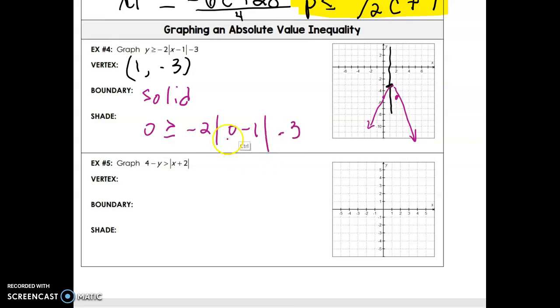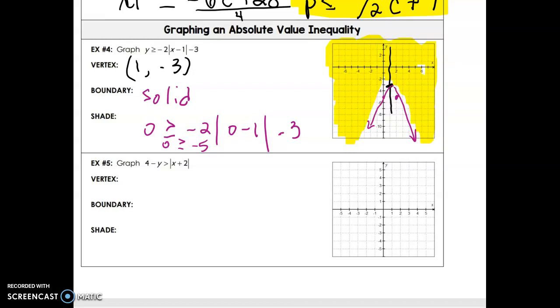So this is negative 1, absolute value of negative 1 is 1, 1 times negative 2, that's negative 2, minus 3, that's negative 5. So is 0 greater than or equal to negative 5? Is this a true statement? Yes, it is. So therefore, wherever 0, 0 lies, that's what you want to shade. So it's all of this around your graph.